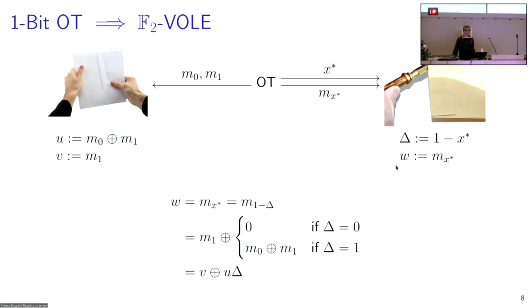If the receiver gets M0, then W will differ from V because one will be M1 and the other is M0. So the difference is now M0 XOR M1, which is U. So that matches delta equals 1. And then if the receiver gets M1, then V and W will be the same. So the difference is 0, and that matches delta being 0.